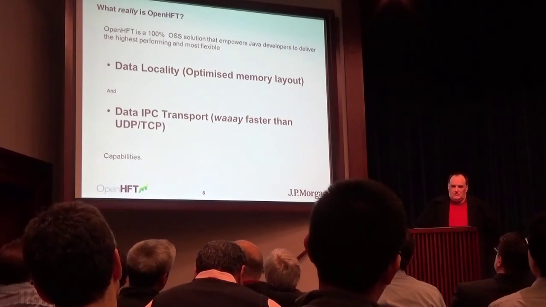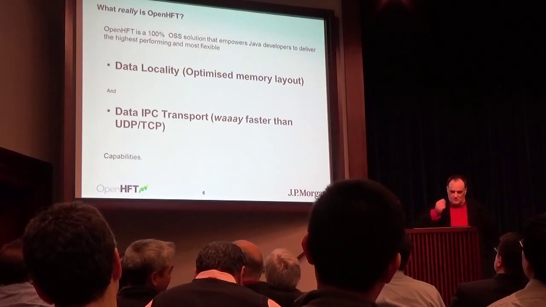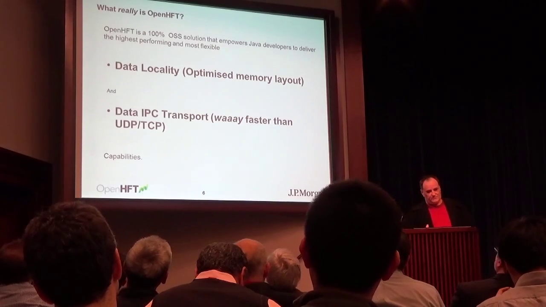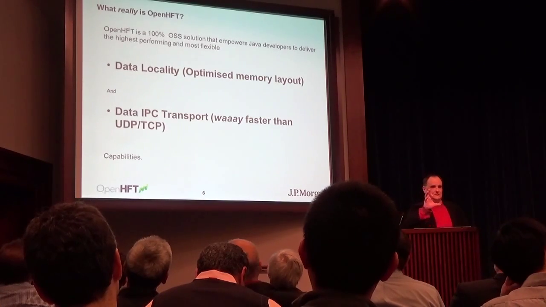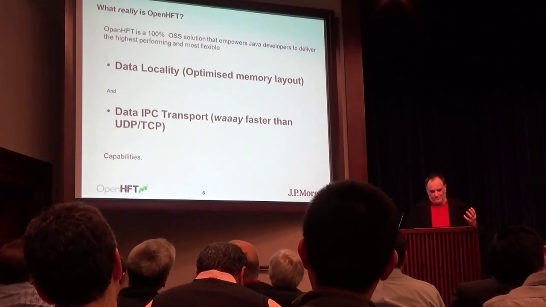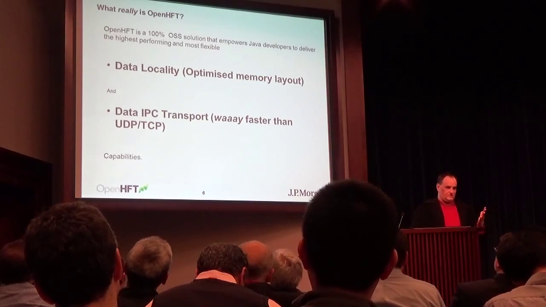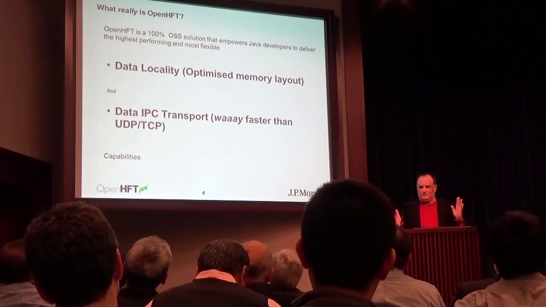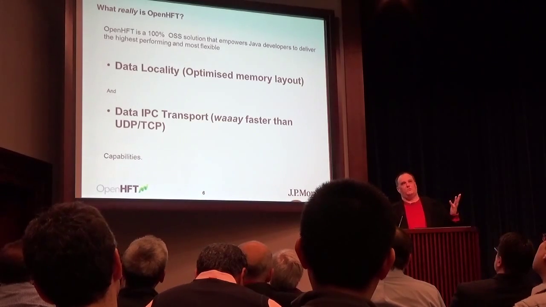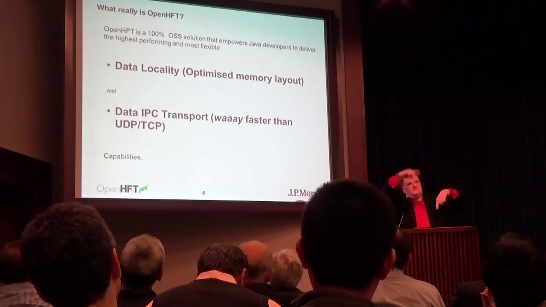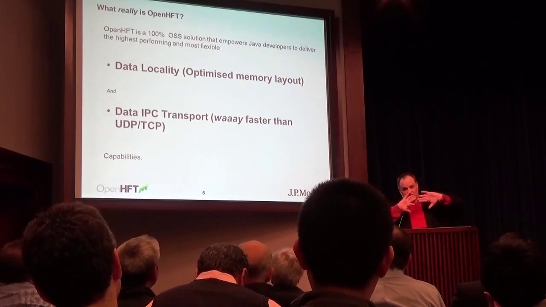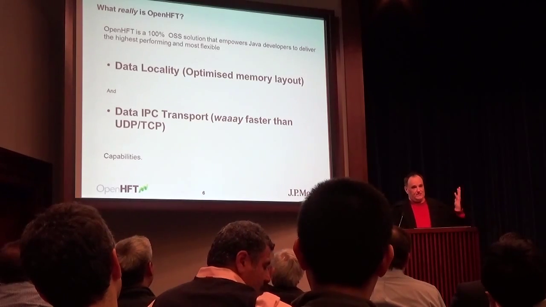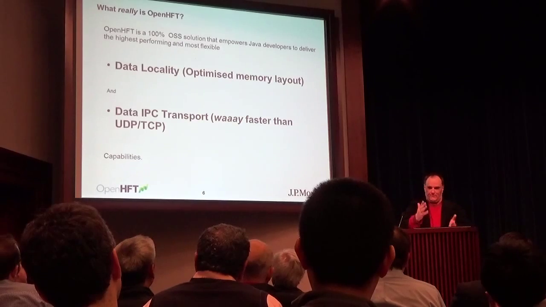Now, what is OpenHFT in two words? It's a solution that empowers Java developers to deliver the highest performing and most flexible data locality. Do you want to be on heap or do you want to be off heap? And IPC transports, which means if you're on a supercomputer and you have no network hops, there's no reason for you to take UDP and TCP as your only transports. That's a little childish playground dance across an OSI loopback stack that gives you nothing because you're not crossing a network interface card.